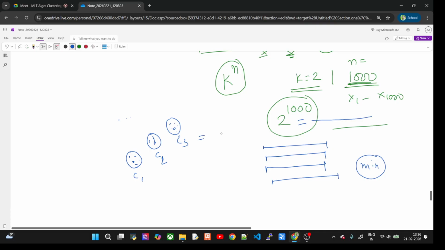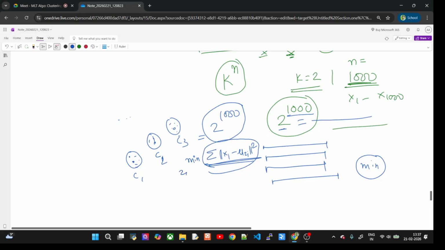If there are two clusters with 1000 points, you have to use this many combinations to figure out which is the best one. How do you figure it out? You calculate the summation of xi minus mu zi, the distance, and you are interested in the minimum value of that from z1 to zn.